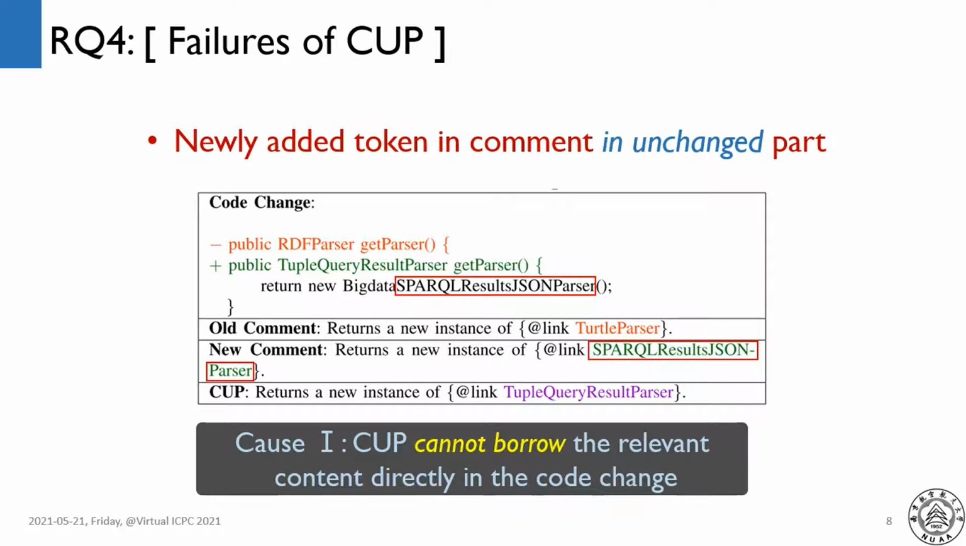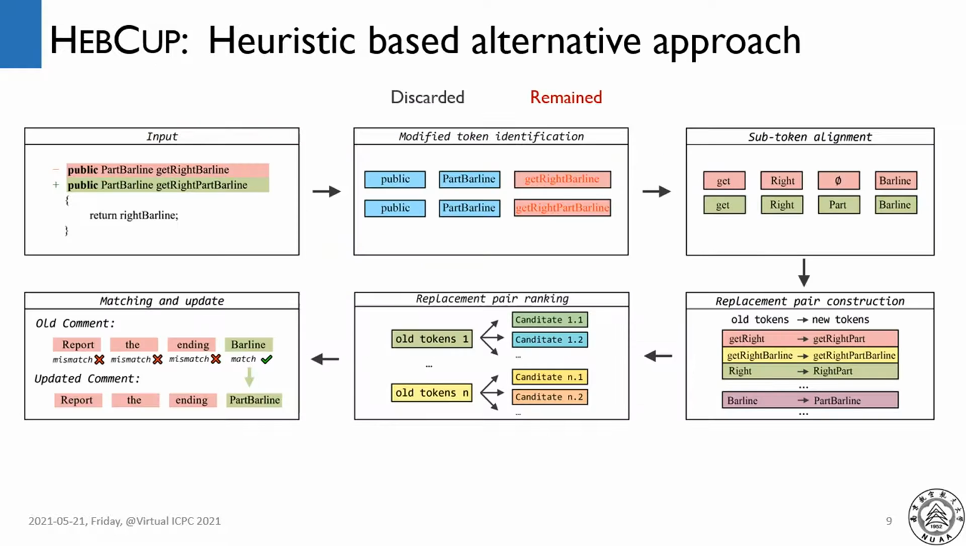CUP can borrow the relevant content directly from the code change. There are another two cases shown in our paper. Following the previous intuitions, we designed a heuristic-based comment update tool, namely HebCup. HebCup first identifies the unchanged part, which is getRightBarLine and getRightBarLine in this case. The following step is subtoken alignment and replacement pair construction. It aims to find the changed subtokens and construct replacement pairs. HebCup constructs replacement pairs by enumeration.